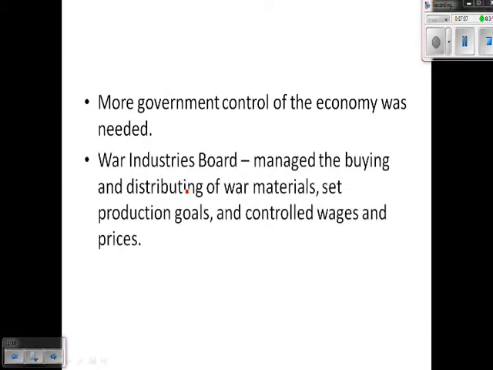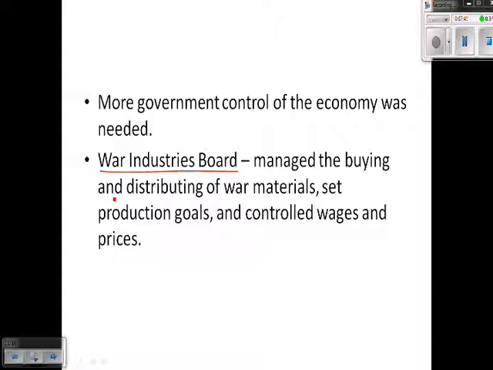Right? And then government has to get involved and try and monitor the economy to make sure that the entire nation is directed towards supporting the war effort. So the government creates what's referred to as the War Industries Board, right? And that simply controlled the economy during a time of war to make sure that adequate supplies were being produced, that prices were stable. There weren't businesses trying to make money off of the war by raising prices, things like that.